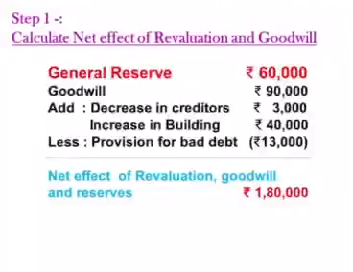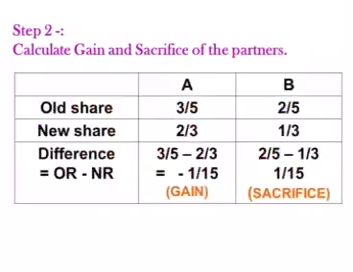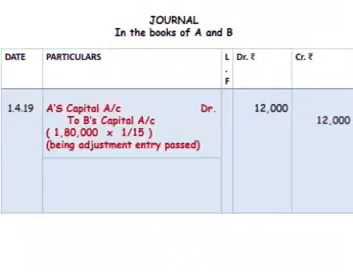So the net effect was rupees 1,80,000 and the gain and sacrifice share of A and B was 1/15. A was the gaining partner. So A will compensate how much to B now? 1/15 of the net effect, that is 1/15 of 1,80,000 rupees, which comes out to be 12,000. This is the journal entry that we will pass.